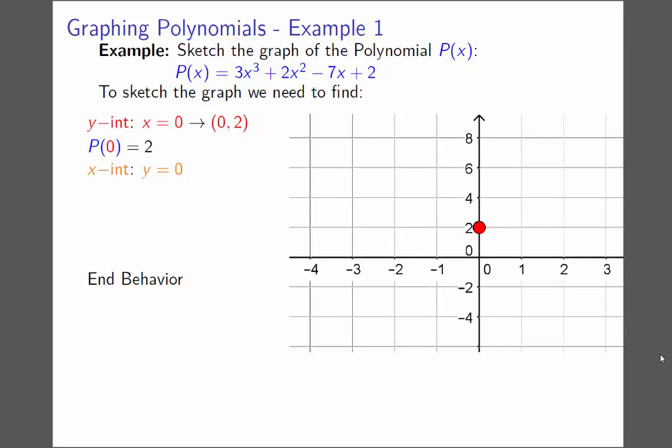For the x-intercept, we look when y is 0. This gives the equation 0 equals 3x cubed plus 2x squared minus 7x plus 2. To solve this, we need to use the rational root theorem. If you'd like to see the steps of this done out, click the link now. Using the rational root theorem, we find that our roots are -2, 1/3, and 1. So the x-intercepts are the points (-2, 0), (1/3, 0), and (1, 0).